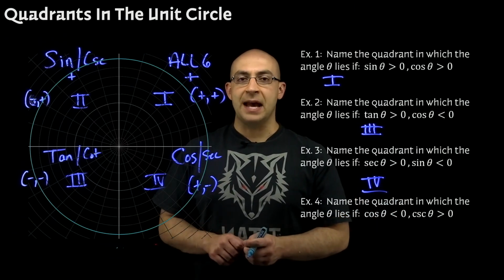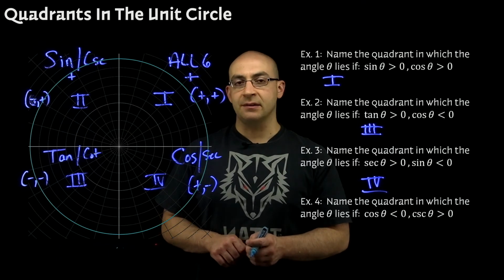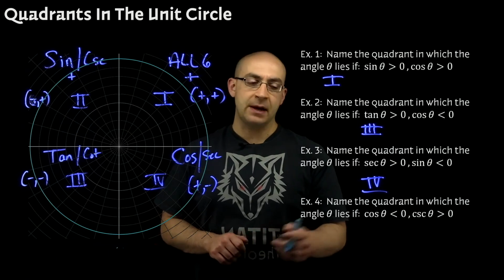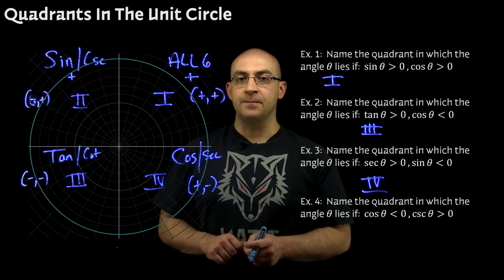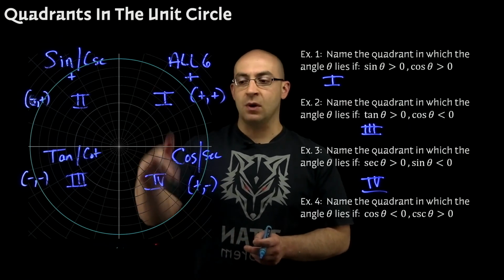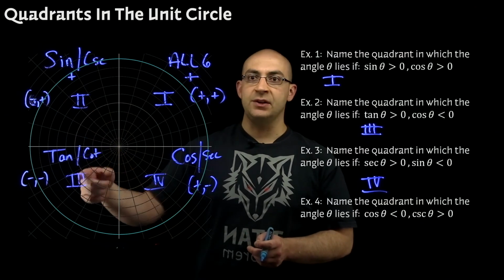Name the quadrant in which the angle theta lies if cosine of theta is less than 0 and cosecant of theta is greater than 0. All right, well, let's take the first part of this and go from there. Cosine of theta is less than 0, meaning negative, so it certainly can't be quadrants 1 or 4. It's going to have to be in 2 or 3.